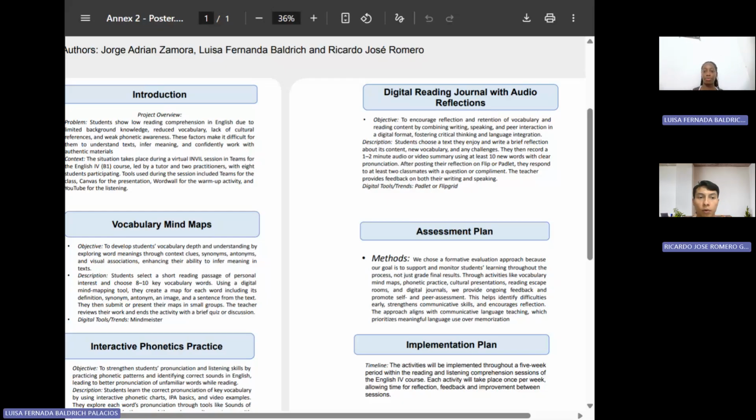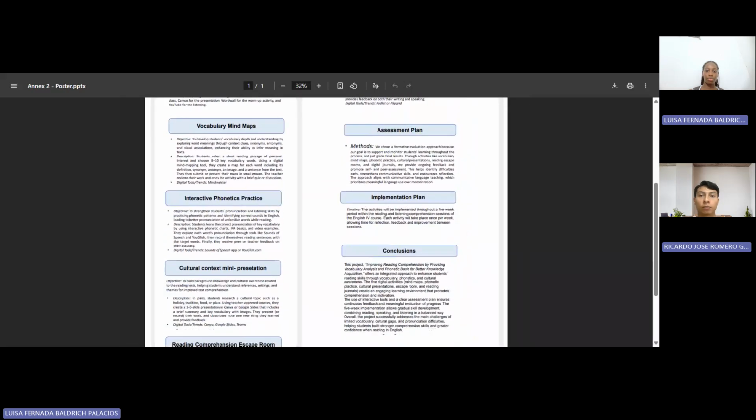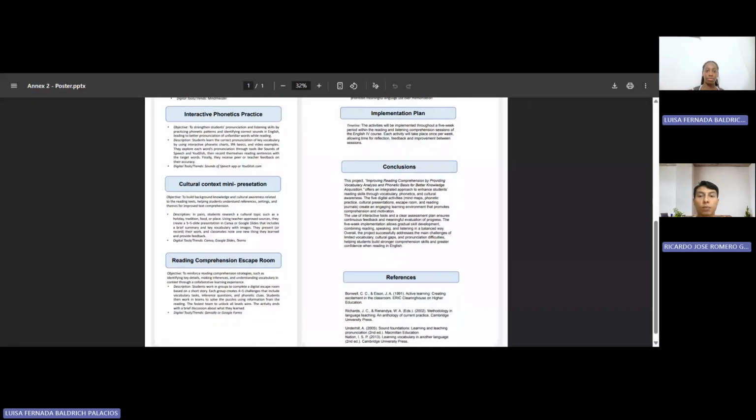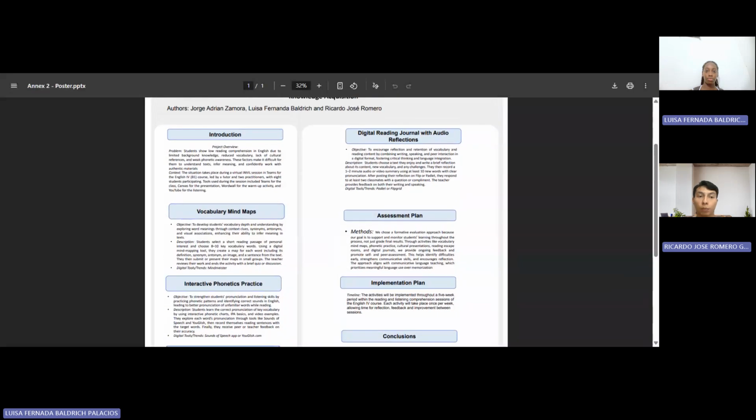And third, we present the reading comprehension escape room. This is a collaborative activity with vocabulary clues, inference questions, and phonetic tasks to improve pronunciation. This makes reading more fun and also more interactive because they have to work in groups.